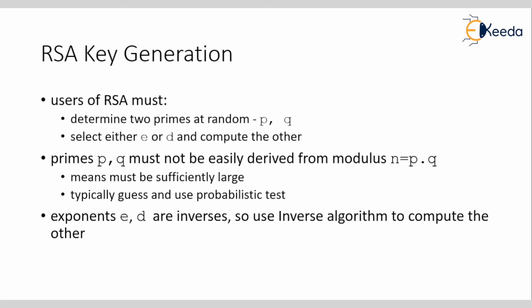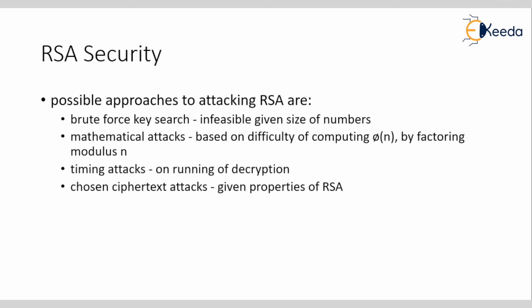Exponents e and d are inverses, so use the inverse algorithm to compute the other keys. That means we have to use the inverse key algorithms to compute the other key values, which are then used for the encryption and decryption process of the RSA algorithm.